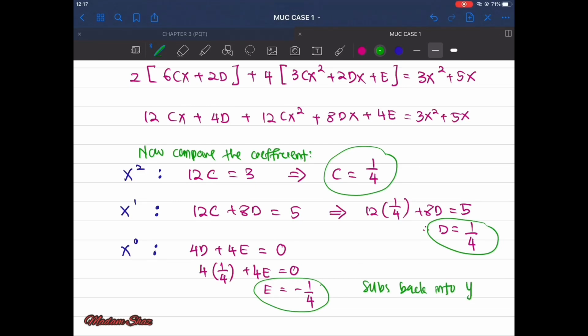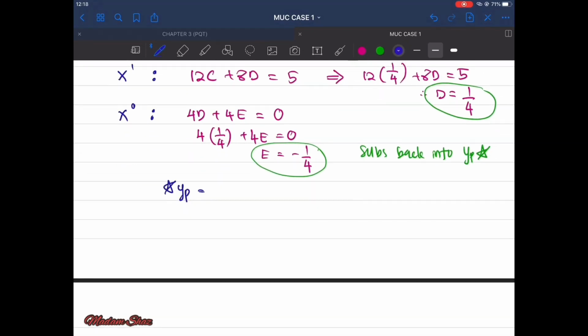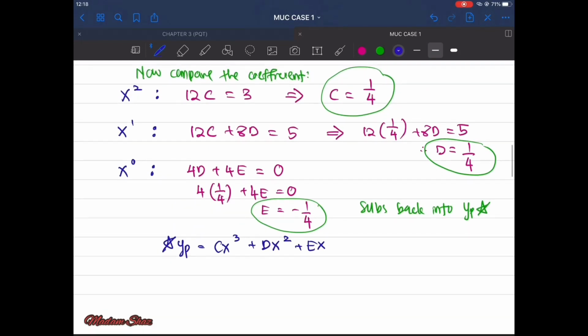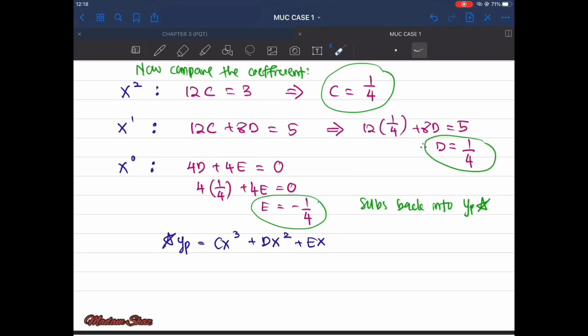Okay, so now every value of the constants that we have here, you have to substitute back into YP star. Refer back to our YP star, CX to the power of 3 plus DX to the power of 2 plus EX. So you have to substitute. CX to the power of 3 will become 1 over 4 x to the power of 3, plus DX to the power of 2 will become 1 over 4 x to the power of 2, minus 1 over 4 x. Okay, so this is the solution for the YP.